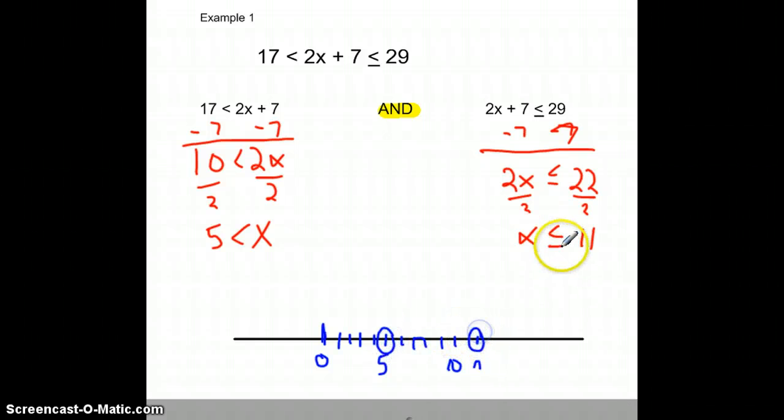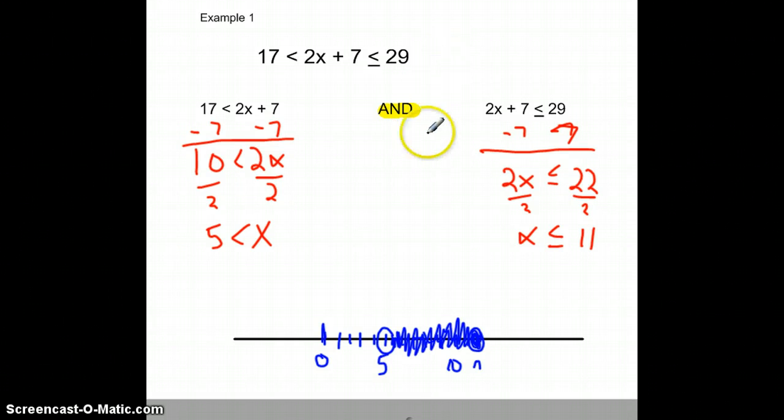Now, if you look at these signs here, this one has the equal sign, so that one will be colored in. This one does not have the equal sign with it, so we'll keep that one open. What we're saying here is x has to be bigger than 5, and it also has to be less than or equal to 11. So we color in this area right in here. That would be our shaded area.